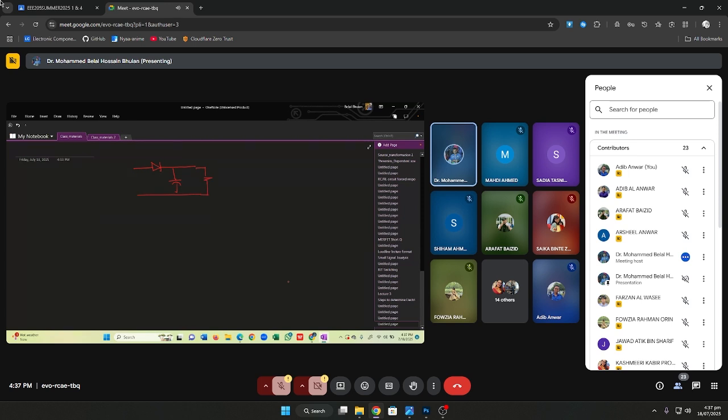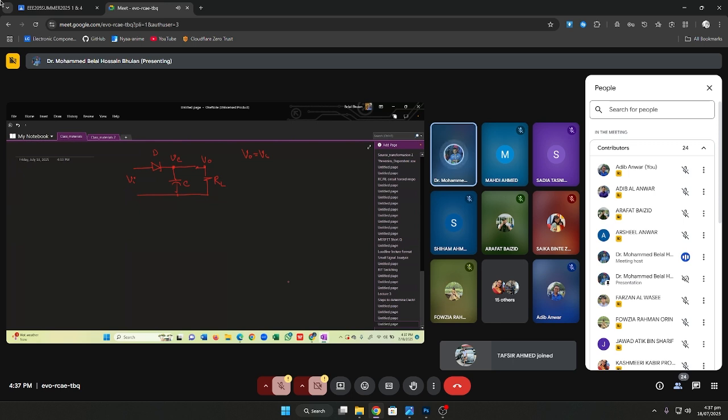So this is a capacitor C, and the load resistance RL. This is where we apply the VI, and this is the diode D. The voltage at the same node, if this voltage is VC and this voltage is V naught, then V naught and VC are the same.